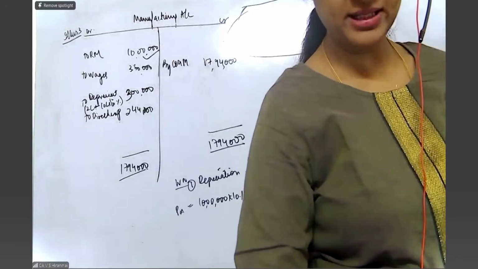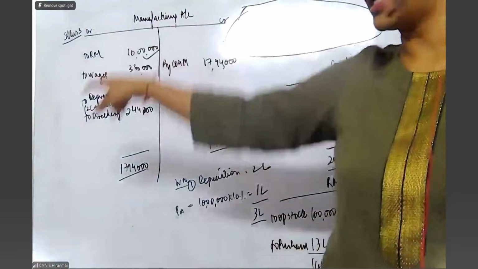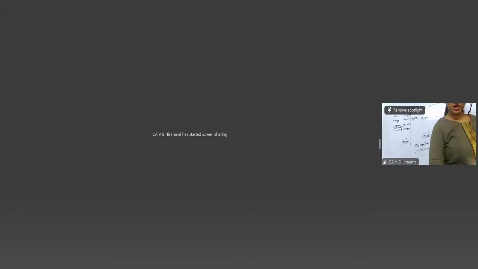RM means raw material. What is RM? This is PM, plant and machinery. That RM means raw material. You're half the time writing, not even concentrating.